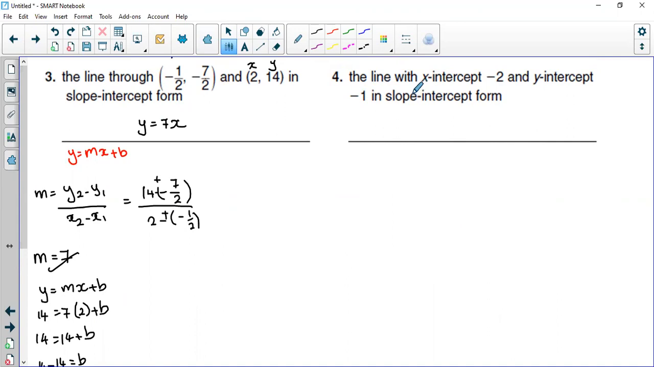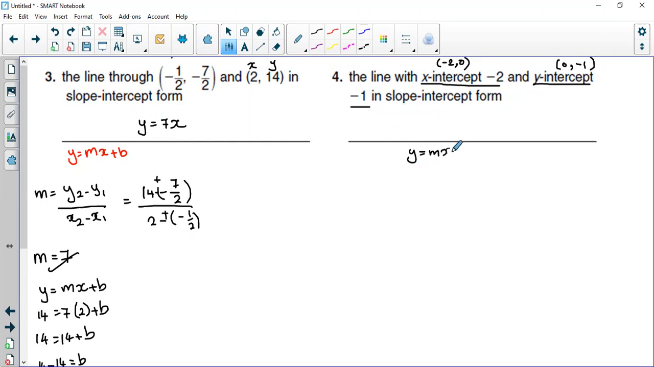The line with x-intercept of -2 and y-intercept of -1. Now, before we started the lesson, I did explain to you what is x-intercept and y-intercept. X-intercept means the value of x when y is 0, which means we can write the coordinate for this as -2, 0. And y-intercept is -1, which means the coordinate for this is going to be 0, -1. And they want you to write it in slope-intercept form, which is again y is equal to mx plus b.